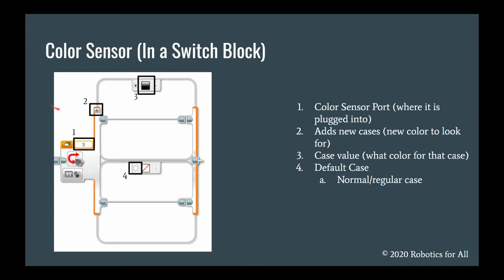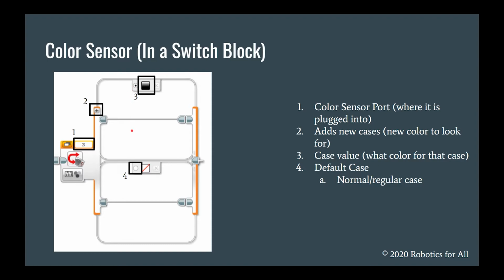This is an option unique to switch block modes like the color sensor. When you add a new case, you can select a new color to be associated with that case, allowing you to have code specific to multiple colors. The area, marked as 3, is where you can change the case value. In the color sensor mode, it is where you can set what color is associated with that case. The small, empty or filled circle beside the case value, marked as 4, is where you can designate a case to be the default case.